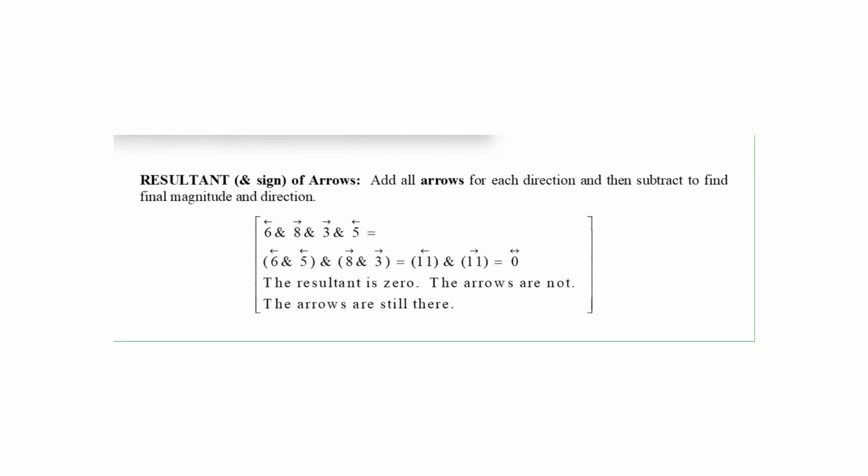The resultant and sign of arrows. Add all arrows for each direction and then subtract to find the final magnitude and direction. A 6 this way and an 8 that way and a 3 that way and a 5 this way is equal to a 6 and a 5 this way and an 8 and a 3 that way, which is 11 this way and 11 that way, which equals 0. The resultant is 0. The arrows are not. The arrows are still there.